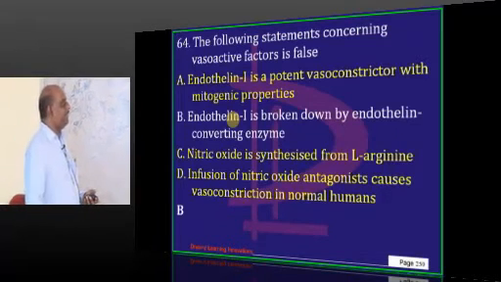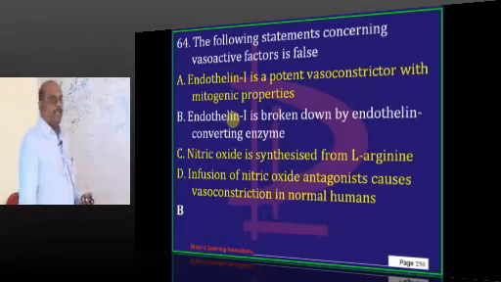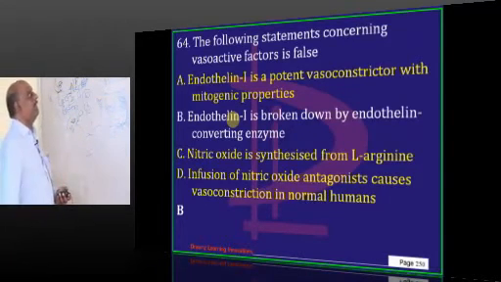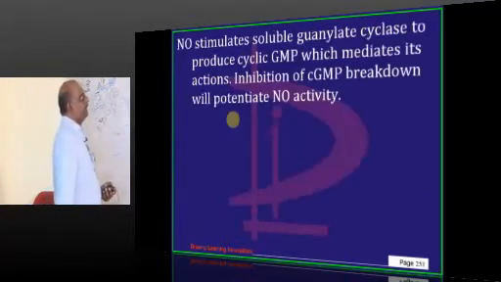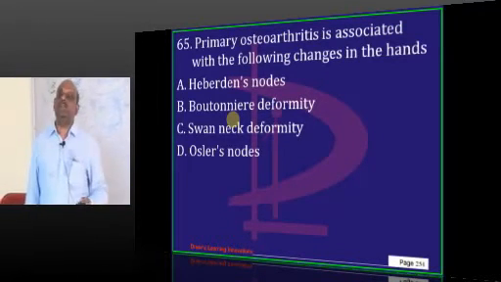Now, vasoactive factors. Endothelin 1 is produced because of endothelin converting enzyme, not broken down by it. Okay. Then, osteoarthritis, what changes do you have?